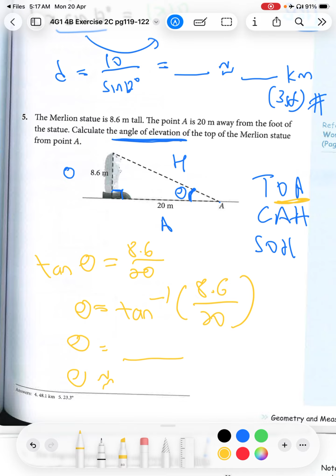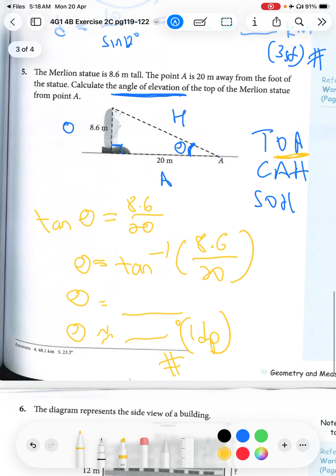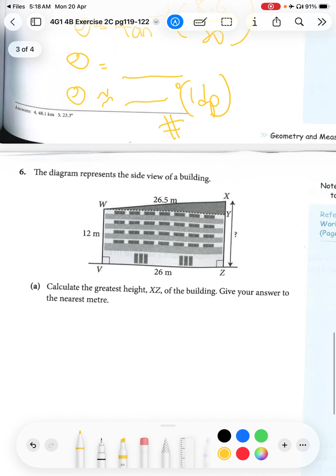This is the angle. Angle is 1 decimal place. Length and others are 3 SF. Money is 2 decimal places. Okay, for this, give it a try. You should be able to get the answer.